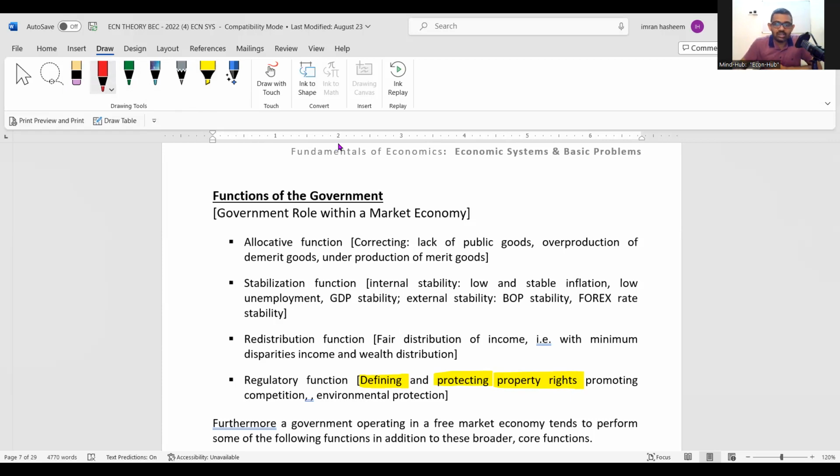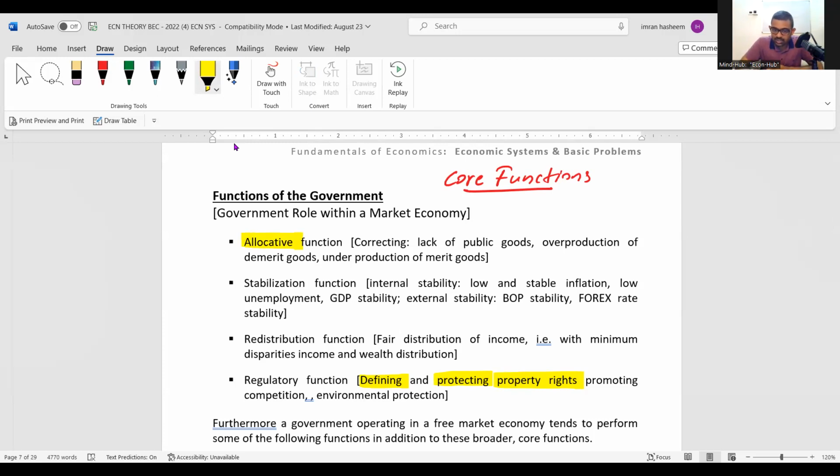These four things, we will call them the core, C-O-R-E, core functions of the government. Four things. First one, just for your short note purposes, these are the words. Allocative function. What does allocative function mean?